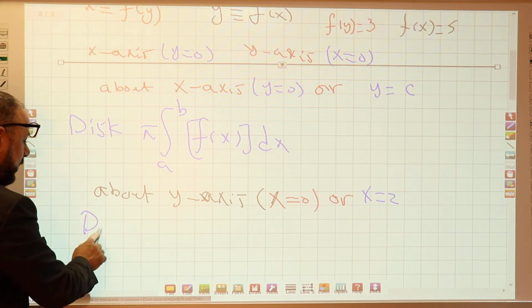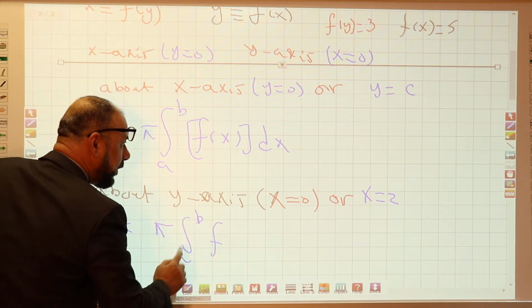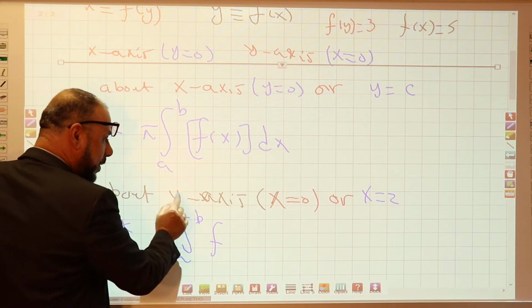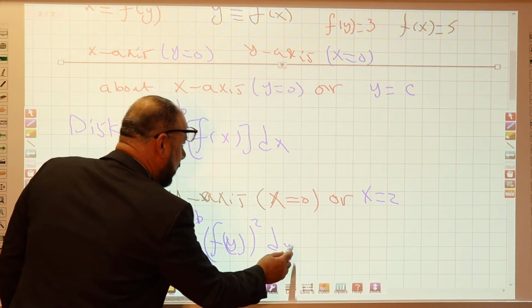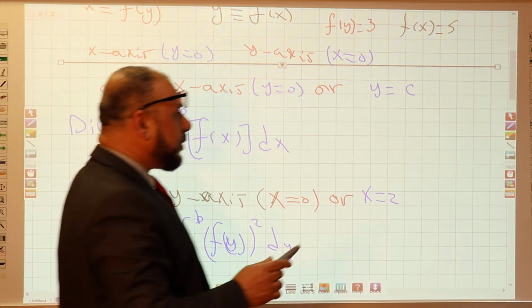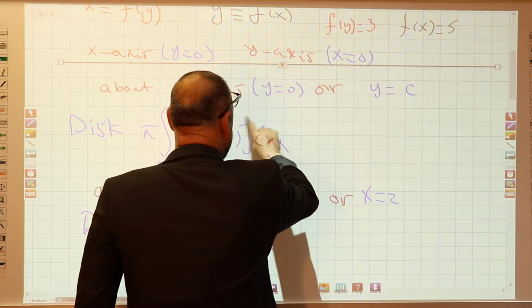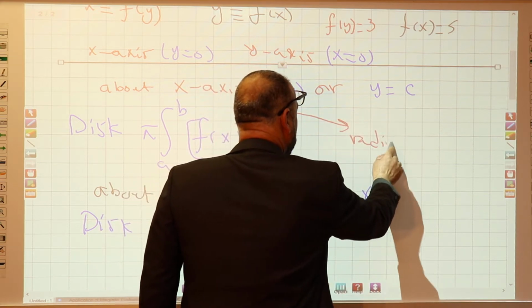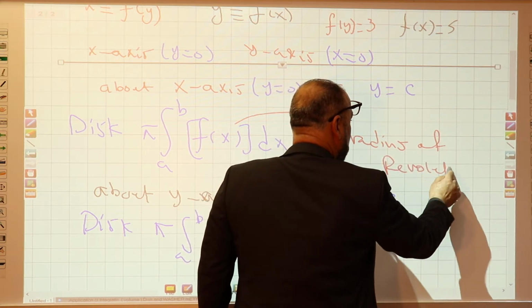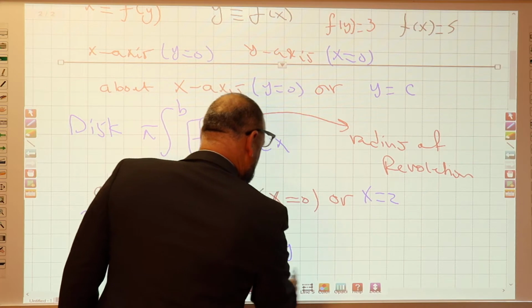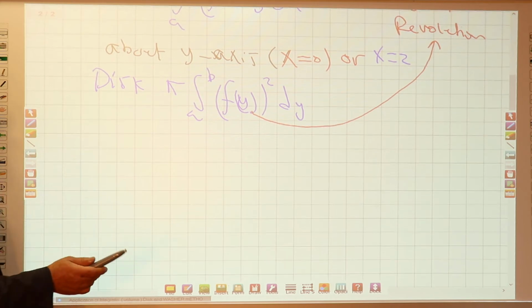Your disk method about the y-axis is pi times the integral from a to b of f(y) squared dy. Remember, there is always a radius of revolution, and we call this the radius of revolution, whatever it is, either x or y.